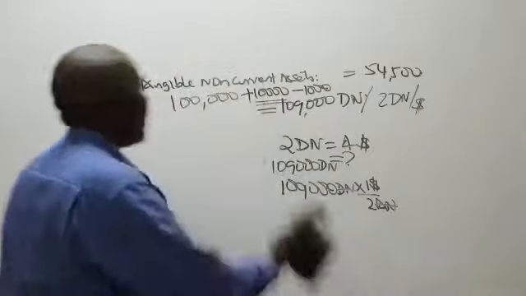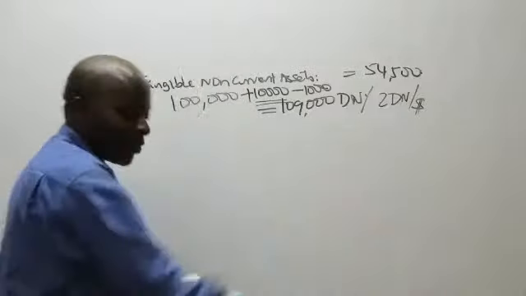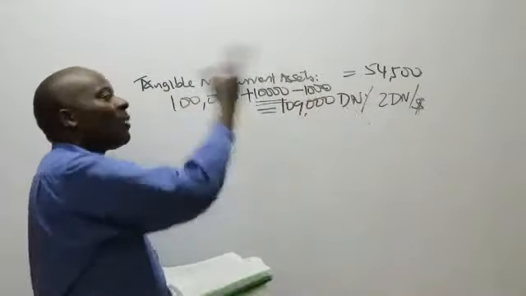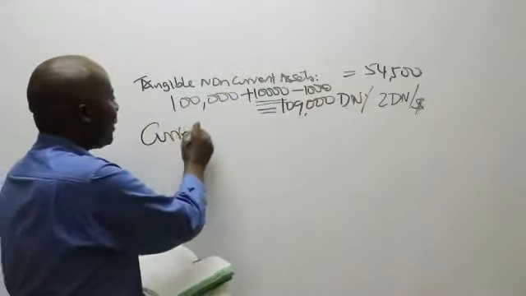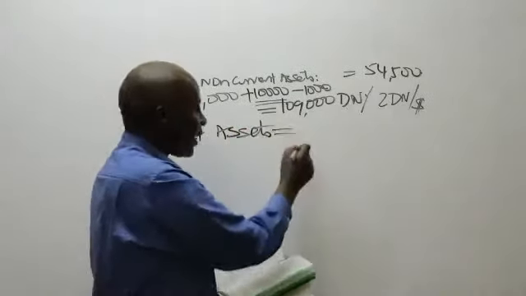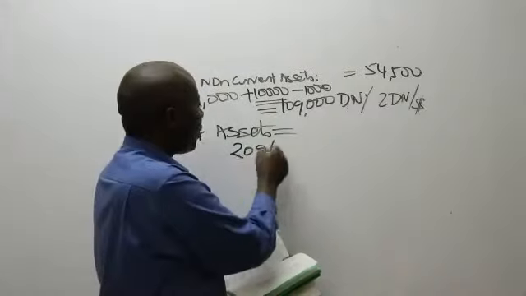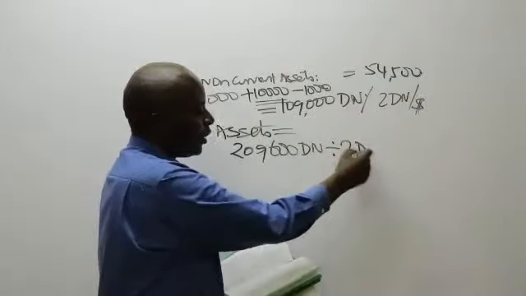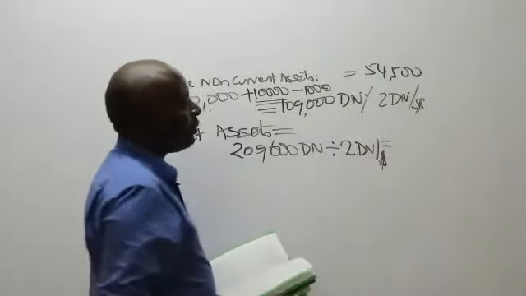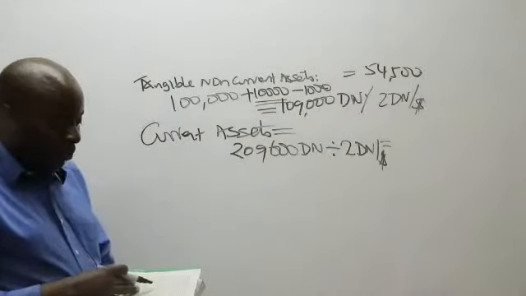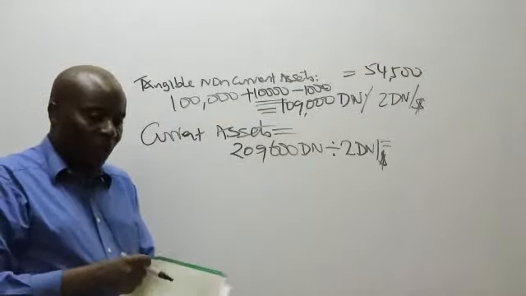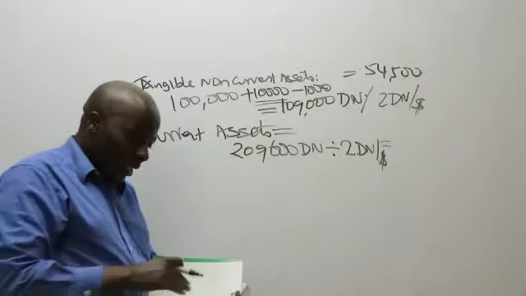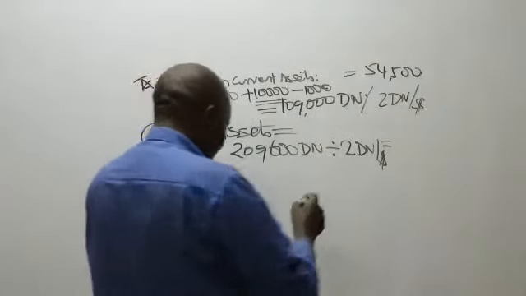So I'll come and write here, current assets. These are frameworks. I'm just translating the assets of the foreign subsidiary to my home currency. So the current assets, I can see a figure of 209,600. So 209,600 dn, I'm translating this using the 2. So divide by the 2 dn per dollar. So at the end of the day, I should be able to get how much? Somebody talk to me, please. 104,800. Thank you very much.